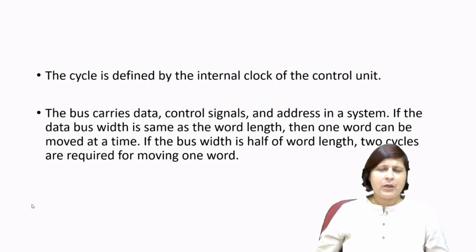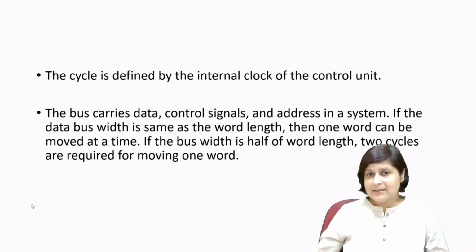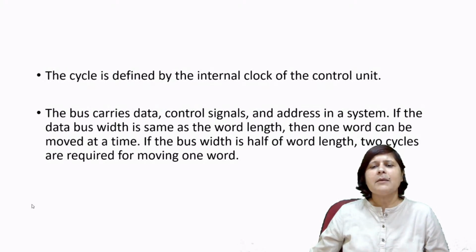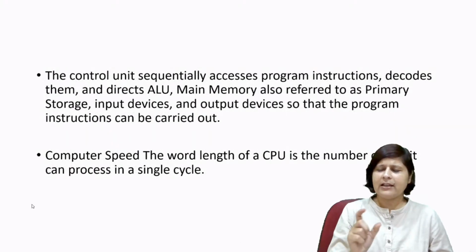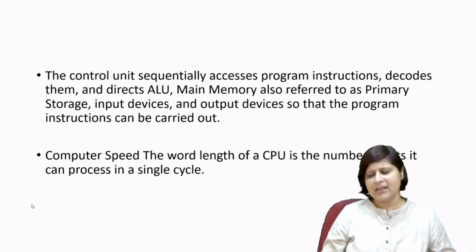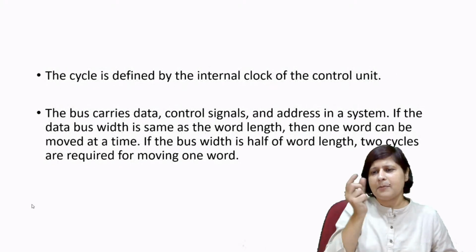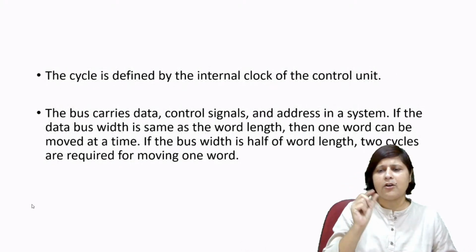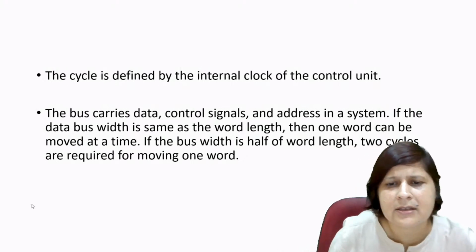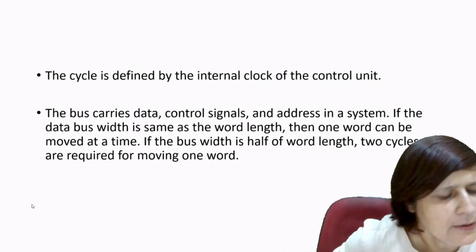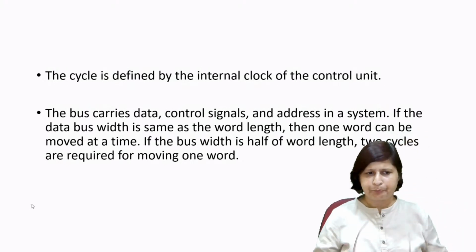That is computer speed. Or what is a cycle? When I said single cycle, what is a cycle? A cycle is nothing but the internal clock of your control unit. The number of bits it can compute in a single cycle, where the single cycle is nothing but the internal clock of your control unit, right?